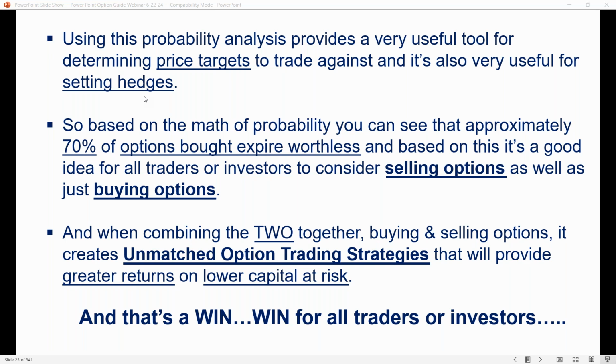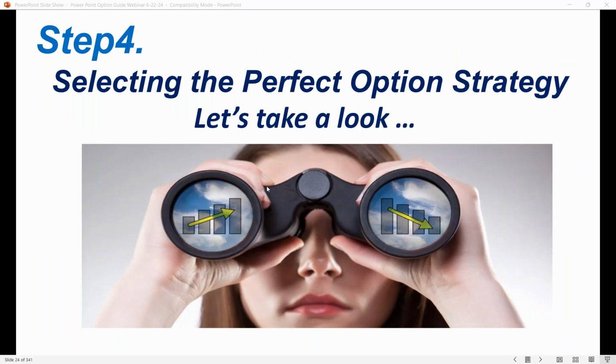Based on this, it's a really good idea for traders and investors to also consider the selling option side of things as well as buying. What I love to do is combine the two together. When we combine buying and selling options, we can create really unmatched option trading strategies, spreads that provide greater returns, lower capital at risk, and lower theta decay on our option trade. This really comes down to a win-win for all traders and investors out there. So it's really important to understand these concepts of time and volatility, and how they work.